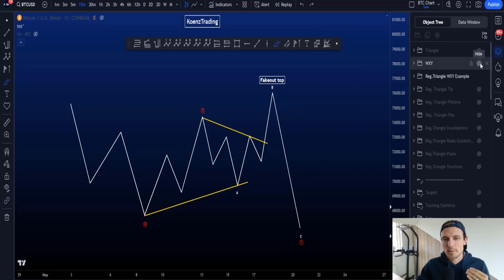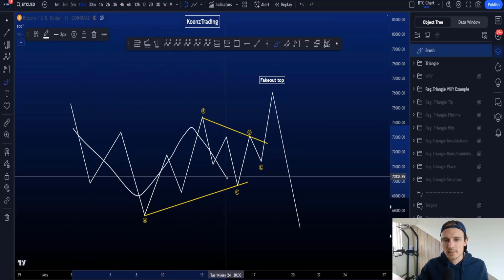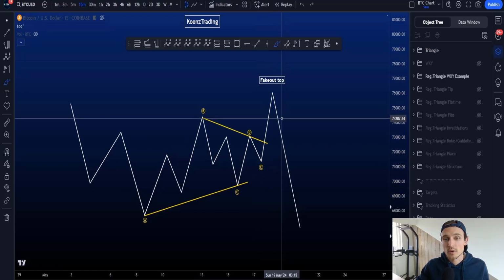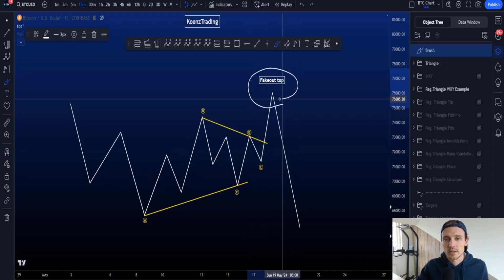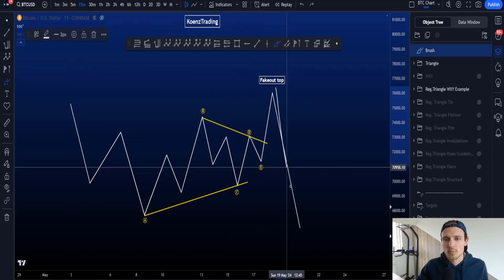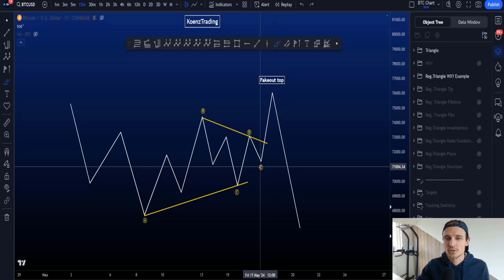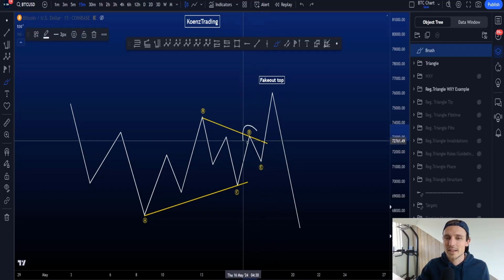Now let's take a step back and observe this exact structure from the perspective of a triangle. Here we have a wave A, B, C, D, E, and after wave E we are looking for continuation. However, instead of continuation we create a fake out, grab the liquidity and move the opposite way. So what is going wrong and what do you have to pay attention to? Well, it's mainly that wave D.